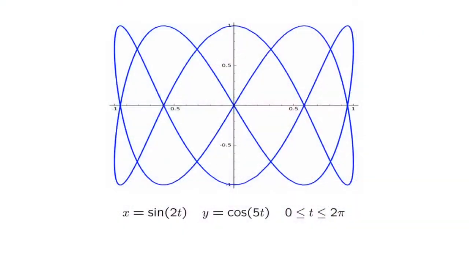In a moment, we'll get down to some calculus on parametric equations and parametric curves, but first you're entitled to some entertainment. Here we have the pretty impressive parametric curve, x equals the sine of 2t, y equals the cosine of 5t, as t goes from 0 to 2 pi.